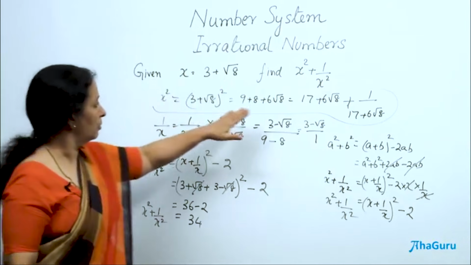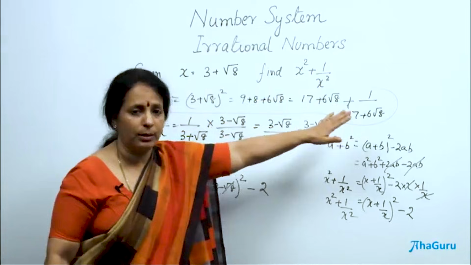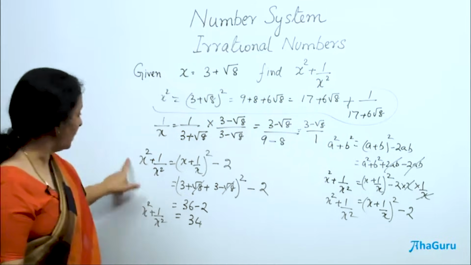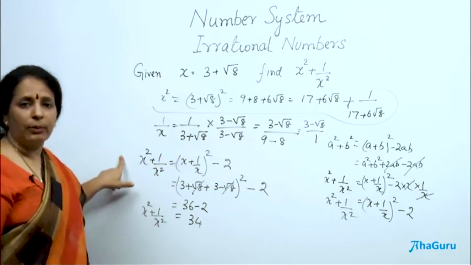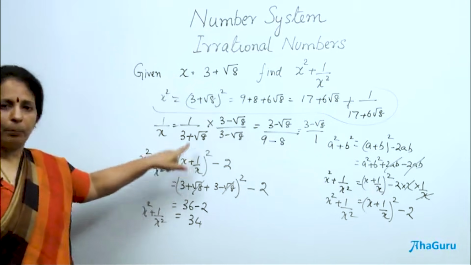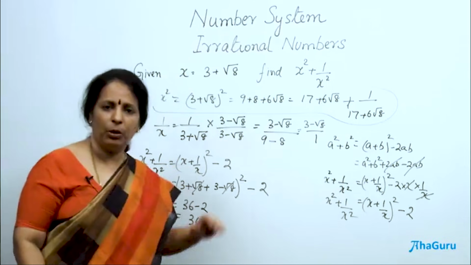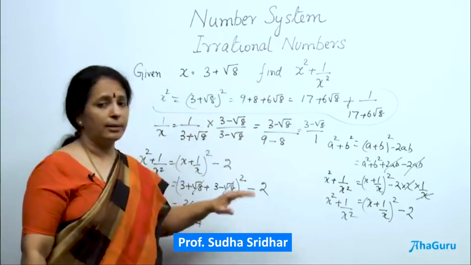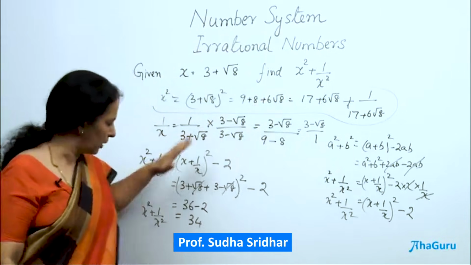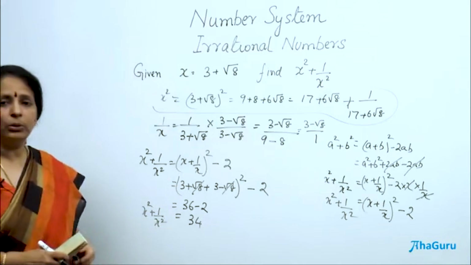So do not square these terms. Do not find x square and do not find 1 by x square. Use this identity. Please remember, note it down somewhere and just remember x square plus 1 by x square is equal to x plus 1 by x whole square minus 2. This identity is very, very important. Every time you get any problem like this, it will be used. So it's a very shortcut method. x square plus 1 by x square is equal to 34.